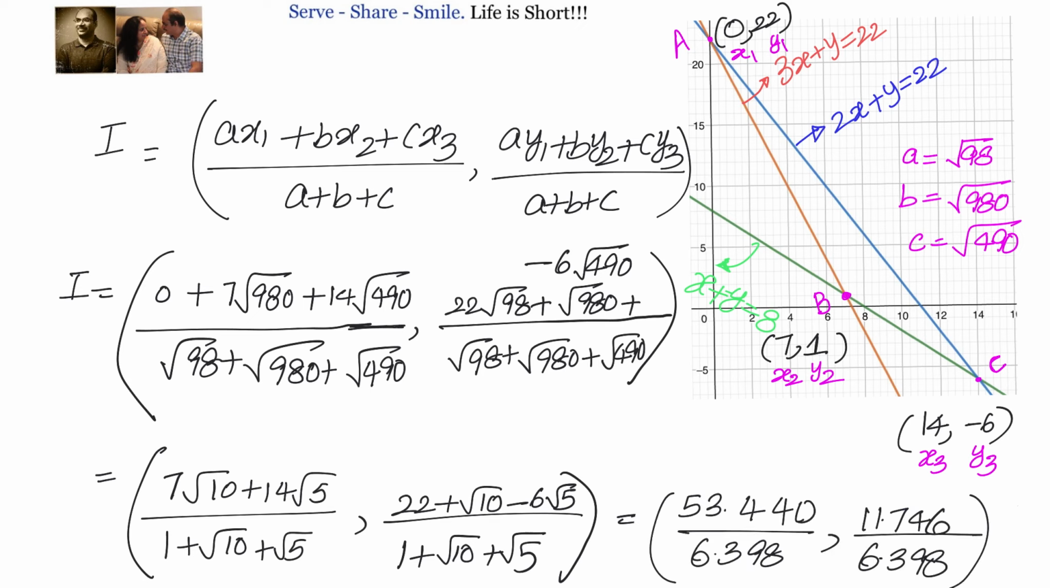Now let us substitute the values. We can plug in the values for square root of 10 and square root of 5. We will get our answer as 8.352, 1.836. So let me just write down here 8.352, 1.836. This is the center of the incircle, or the coordinates of the incenter. Now let's find out the radius.